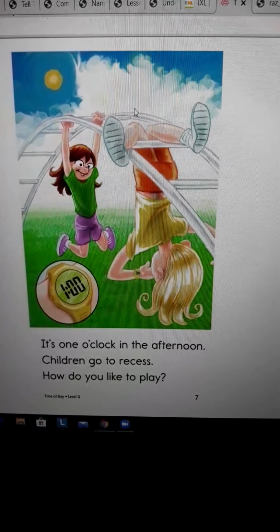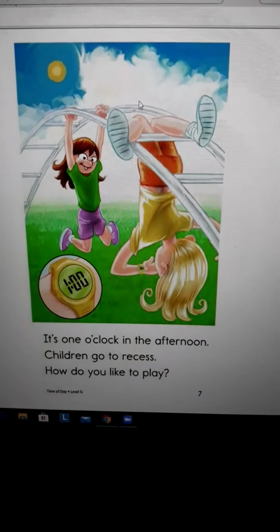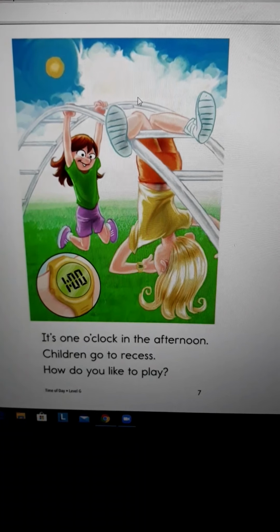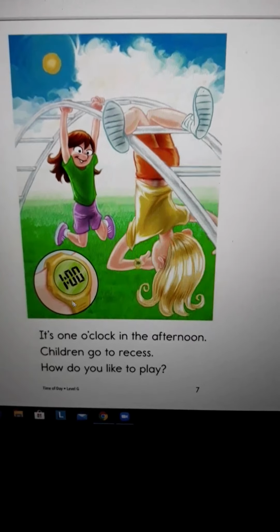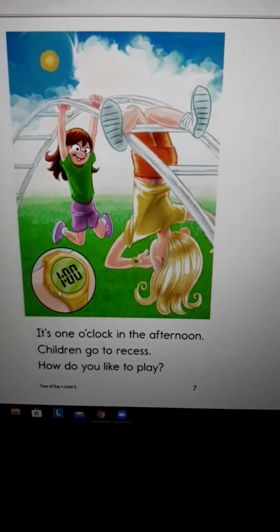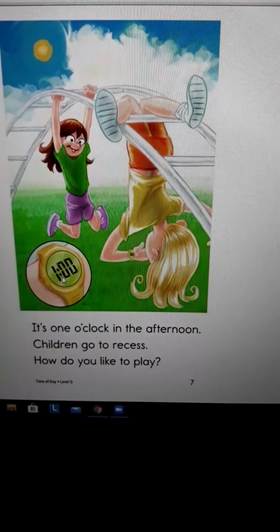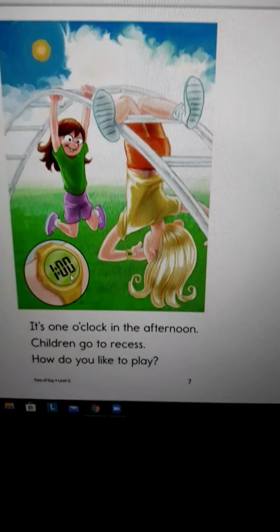It's 1 o'clock in the afternoon. Children go to recess. How do you like to play? So there's a different kind of clock. There's a digital clock. And it says 1 o'clock. When you see the 2 zeros, it's o'clock.